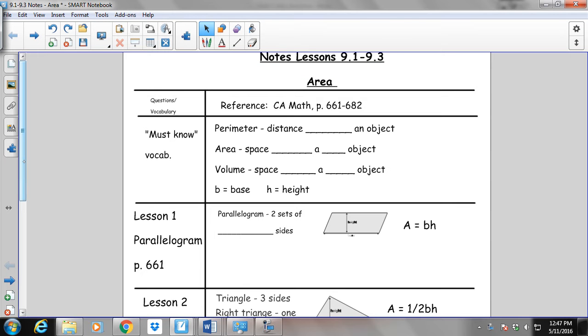So Chapter 9 starts geometry. It's focused on area. So we're going to go through some different shapes and what the formula for area is for each of those shapes. And so all you need to do is identify which shape it is, find the formula, and then plug in the information they give you.